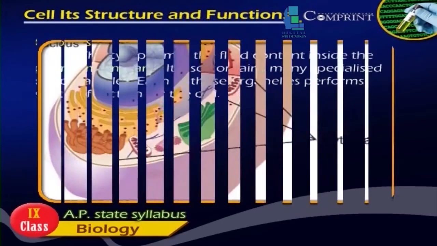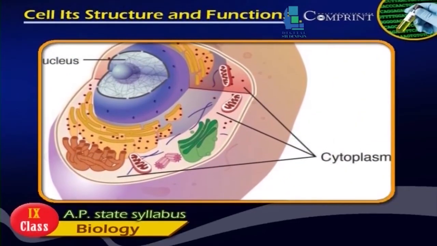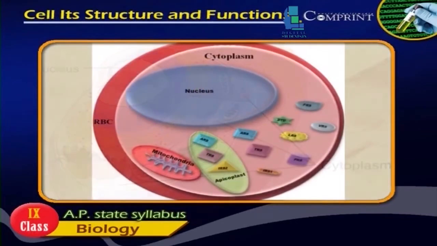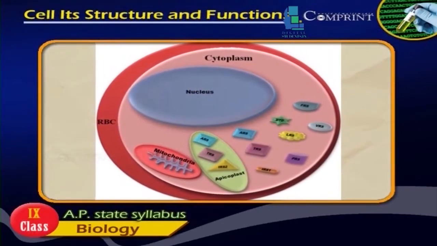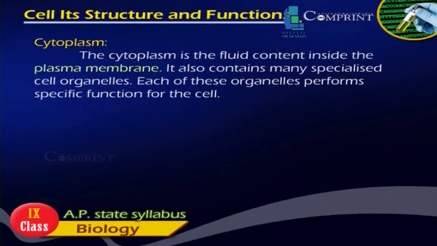Cytoplasm. The cytoplasm is the fluid content inside the plasma membrane. It also contains many specialized cell organelles. Each of these organelles performs a specific function for the cell.